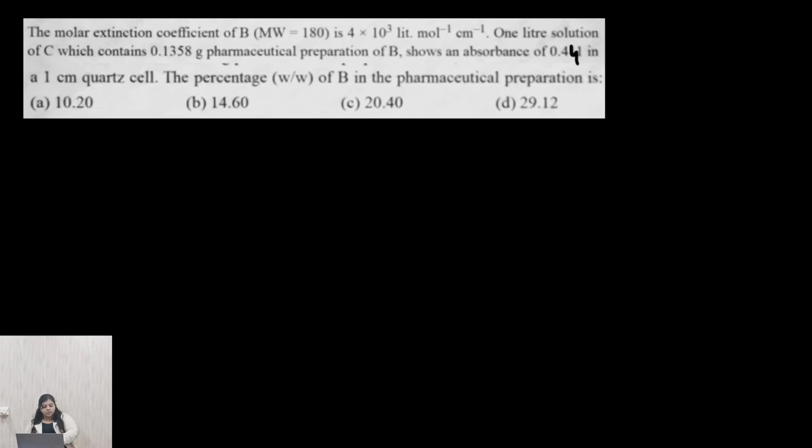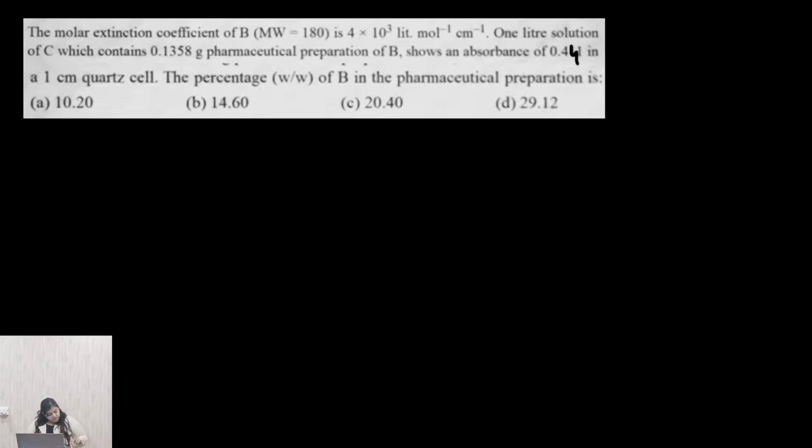Now moving on to the next question you are having, this one. This is a very good question. It says the molar extinction coefficient of a component B, which has a molecular weight of 180, is 4 into 10 raised to the power of 3. 1 liter of the solution containing 0.1358 grams of the pharmaceutical preparation of B shows an absorbance value of 0.441 in a 1 centimeter quartz cell.